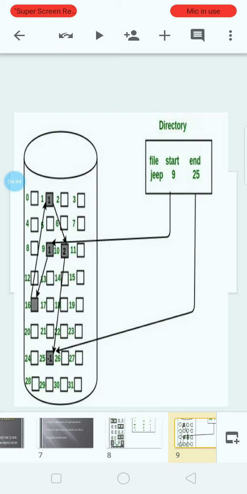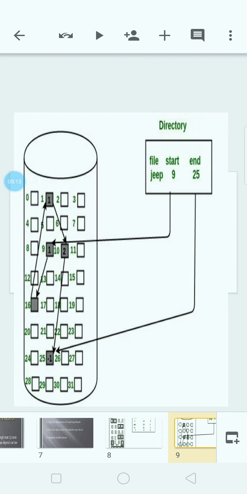Now, what are the disadvantages? Because the file blocks are distributed randomly on the disk, a large number of seeks are needed to access every block individually. This makes linked allocation slower. It does not support random or direct access. We cannot directly access the blocks of a file.